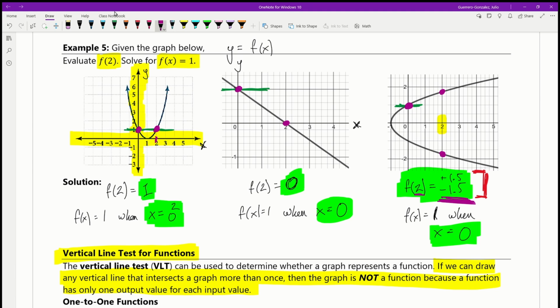Now, how does this work with a vertical line? I can grab any vertical line. So I'm going to actually do it in my orange highlighter. Okay. You see that vertical line drawn right there? It hits my graph twice. Okay. A function can hit it only once. Okay. So if I draw a vertical line and it hits my graph more than once, you do not have a function.